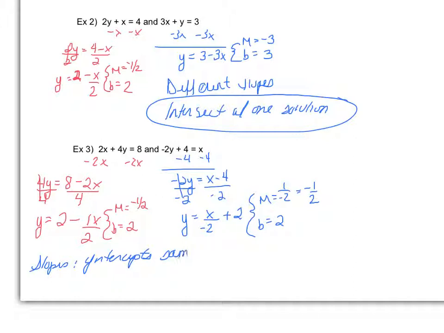Well, if they start at the same spot and rise over run at the same rate, they should have all points in common. So I'm going to go ahead and say these are the same lines, and therefore there are infinitely many solutions.